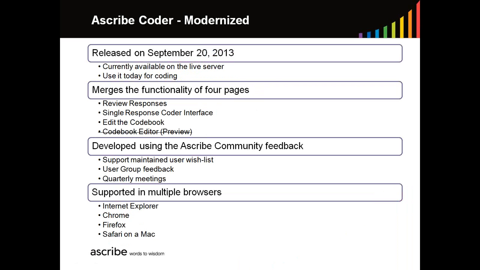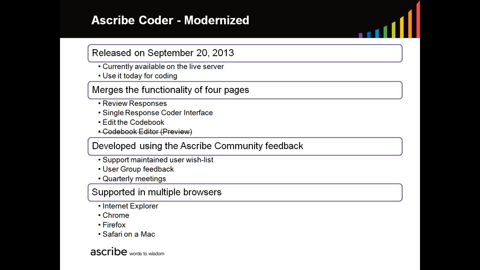So we encourage you to use it for coding today. Ascribe Coder merges the functionality of 4 pages. It merges the functionality of review responses, the single response coder interface, edit the codebook, and the codebook editor preview, which was taken away when we released Ascribe Coder on September 20th of 2013. Really, Ascribe Coder is based on review responses. It's basically an upgraded version of review responses.